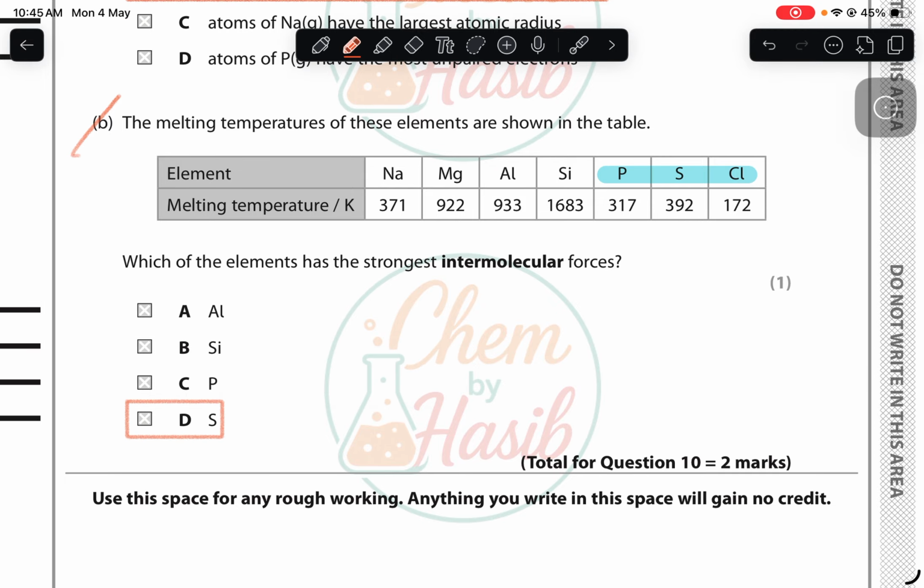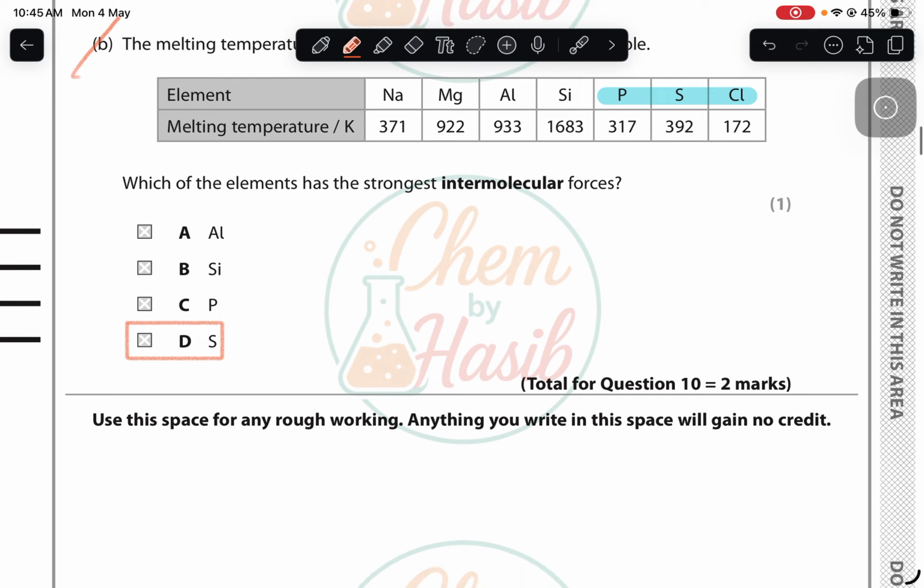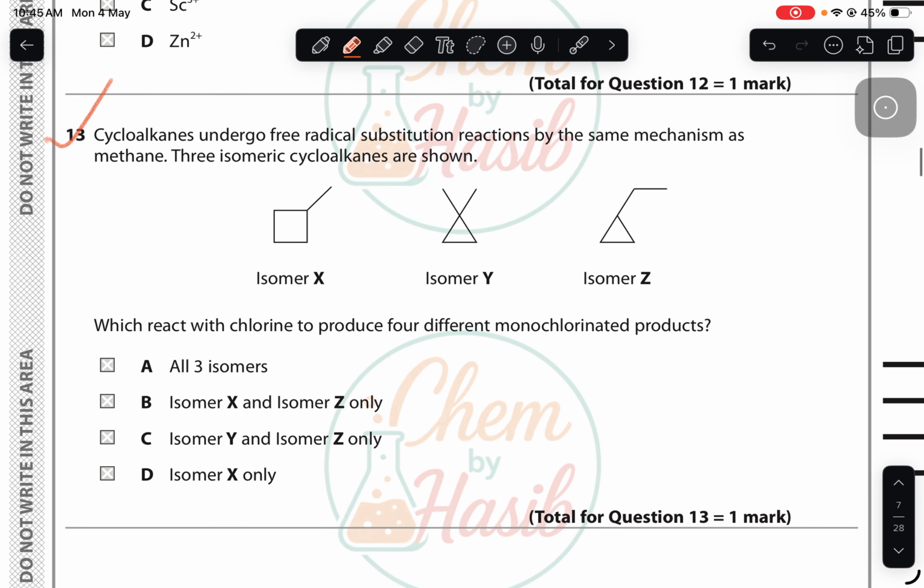All right. Now we move on to the next question. It says, which of them reacts with chlorine to produce 4 different monochlorinated products? Monochlorinated means when it reacts with chlorine, it forms a compound with only one chlorine. The question asks which one will react with chlorine and form 4 different monochlorinated products, that is, 4 different compounds.